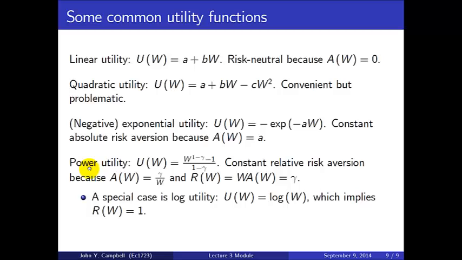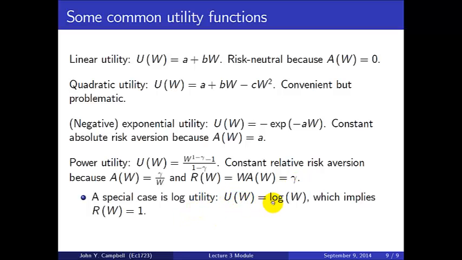Then there's power utility, which looks like this. U of w equals w to the power 1 minus gamma, minus 1, divided by 1 minus gamma. That's got constant relative risk aversion because absolute risk aversion is gamma divided by wealth. Again, if you take the derivatives, you'll see that. And then relative risk aversion is wealth times absolute risk aversion, so that's going to be just gamma, this power coefficient gamma. A special case of this is log utility.